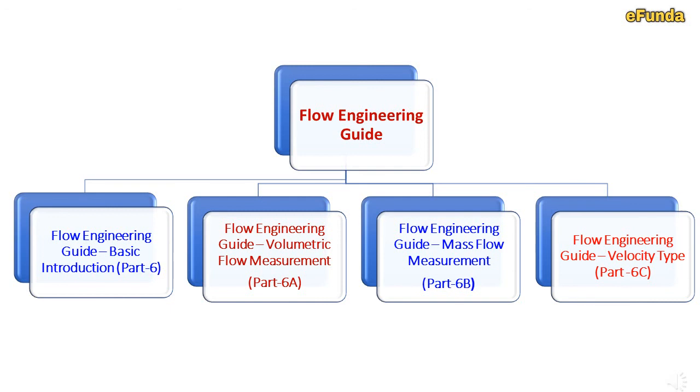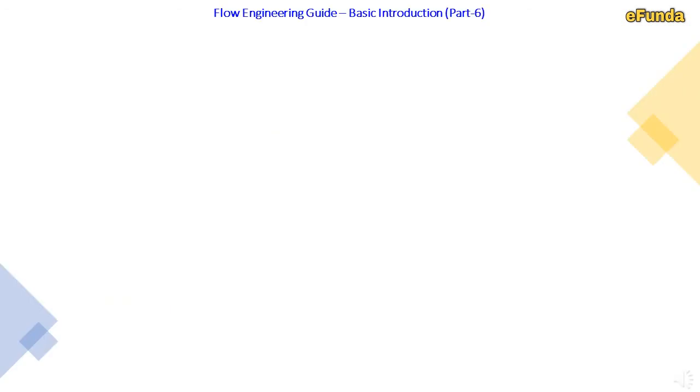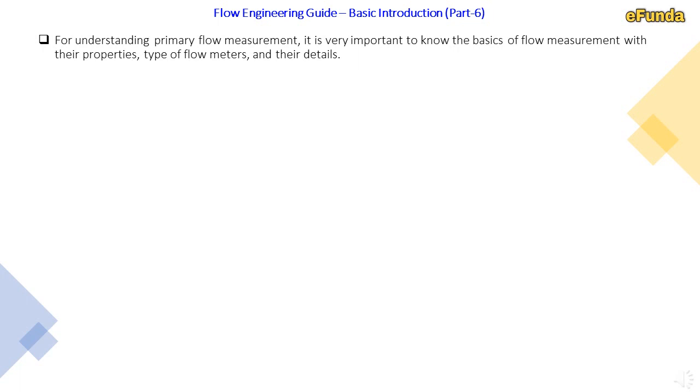So let's continue with today's topic. Let's begin with Flow Engineering Guide Basic Introduction. For understanding primary flow measurement, it is very important to know the basics of flow measurement with their properties, types of flow meter and their details. We will move on to their properties. Basically, we will see it step by step.